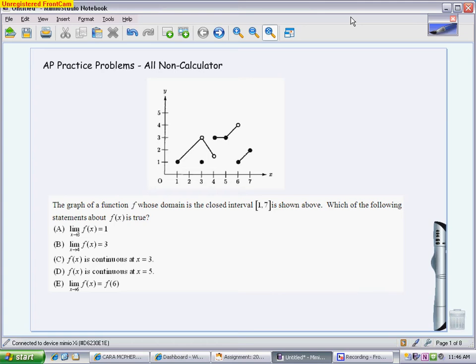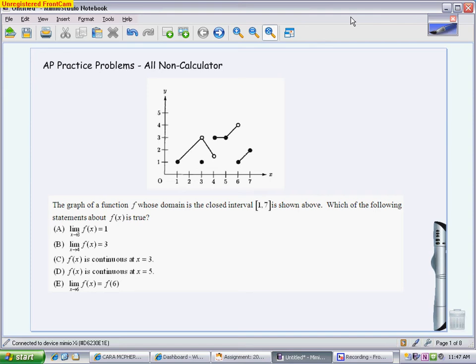So the first question was a visual question. You're given the picture that you see right there, and they tell you that you have a function, the domain is the interval from 1 to 7, and you're trying to see which of the 5 statements are true. So you're looking for the true one, and you do want to read these carefully because there are times where we'll ask you which one is false. So you want to make sure you know what you're actually trying to figure out. So I'm going to take you through one at a time with these.